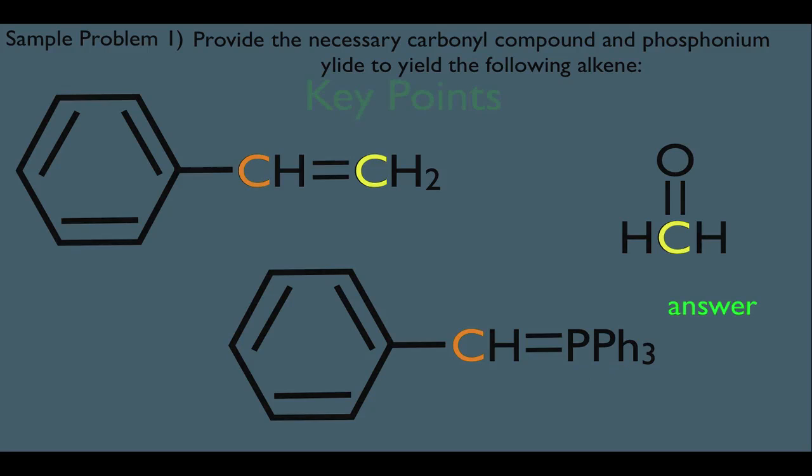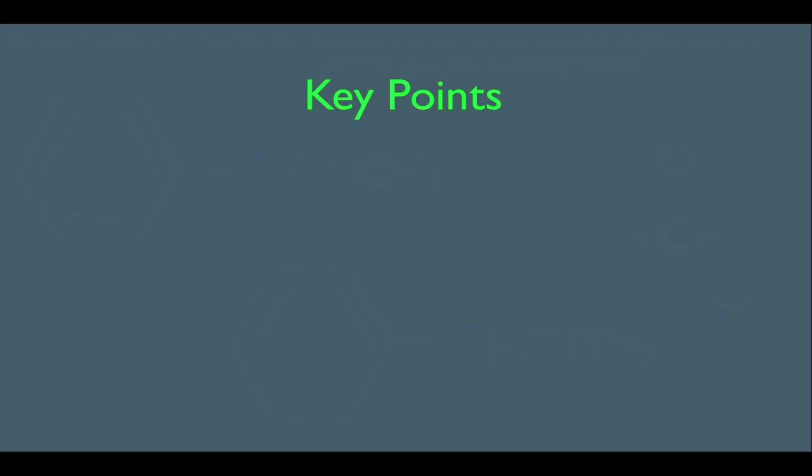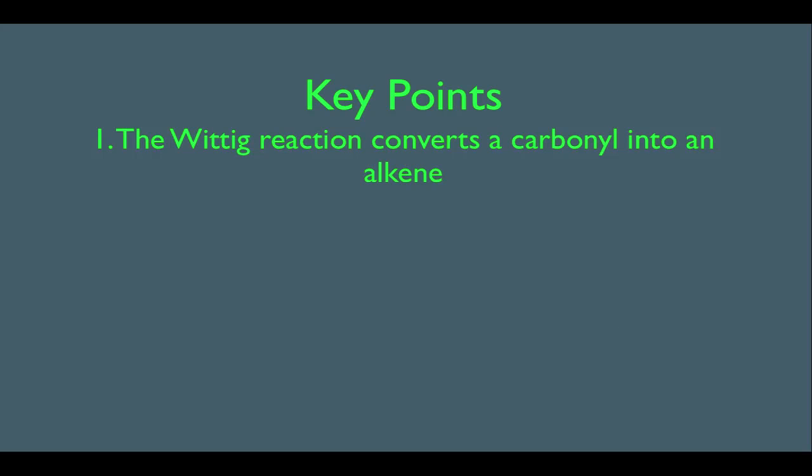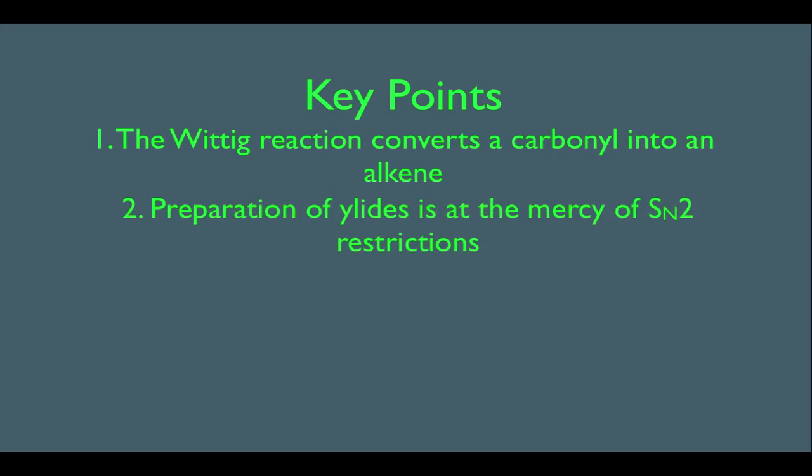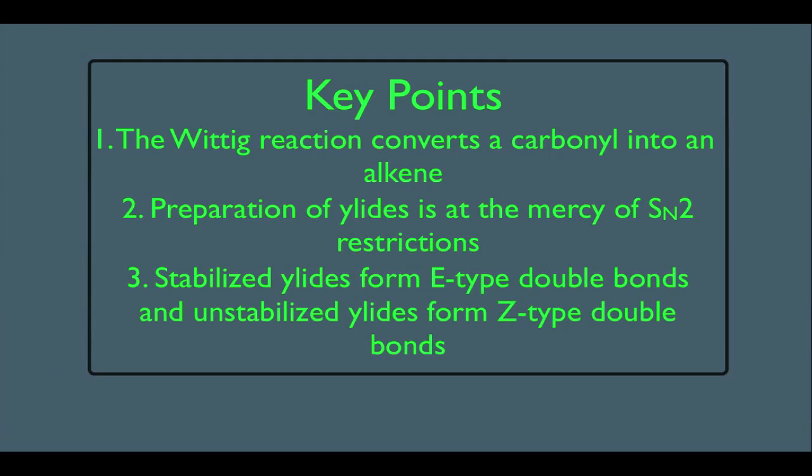So what have we learned here? What are our key points? Well, number one, the Wittig reaction again converts a carbonyl into an alkene. And two, remember, preparation of ylides is at the mercy of SN2 restrictions. And third key point here, stabilized ylides, remember, form E-type double bonds, and unstabilized ylides form Z-type double bonds.